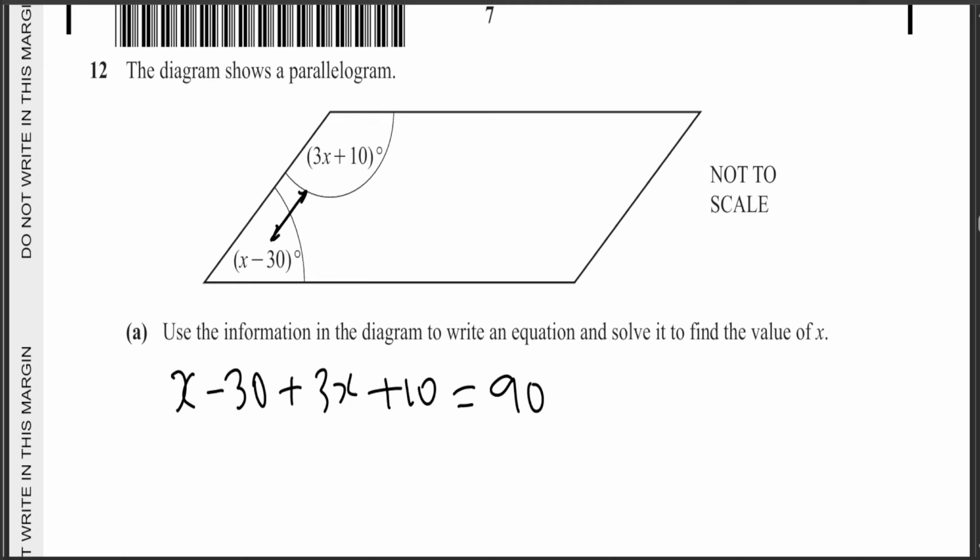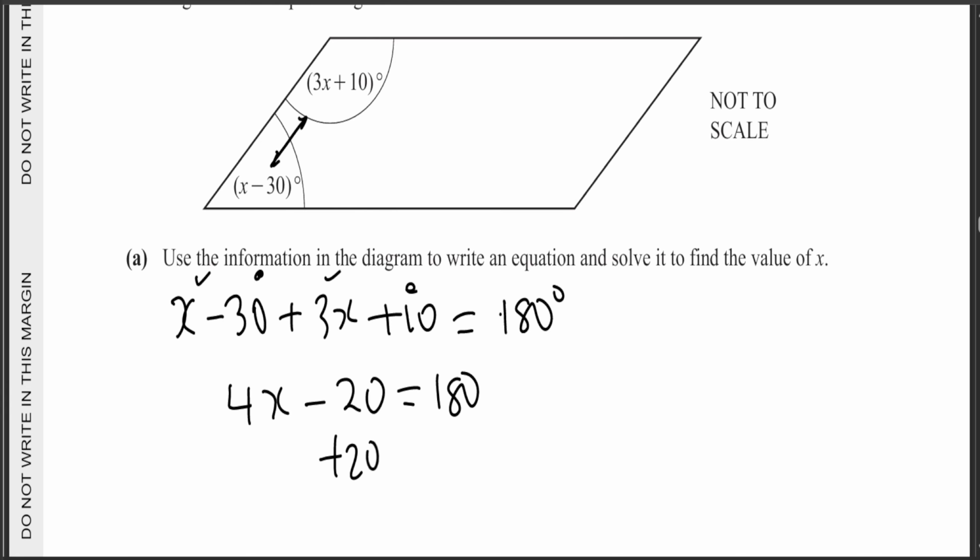What am I doing? It's not 90, it's 180. They add up to 180. So x plus 3x will be 4x, minus 30 plus 10 will be minus 20, equal to 180. Now let's add 20, and therefore your equation is going to be 4x is equal to 200.